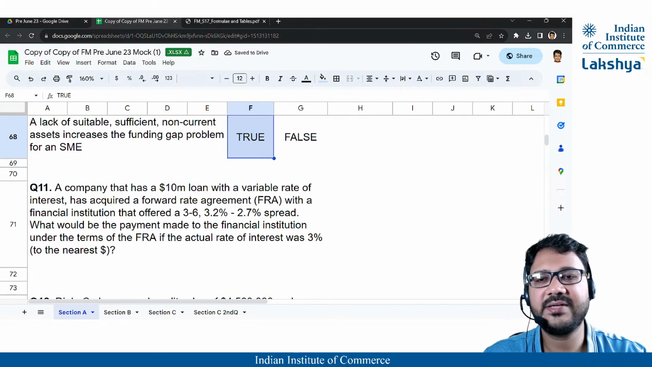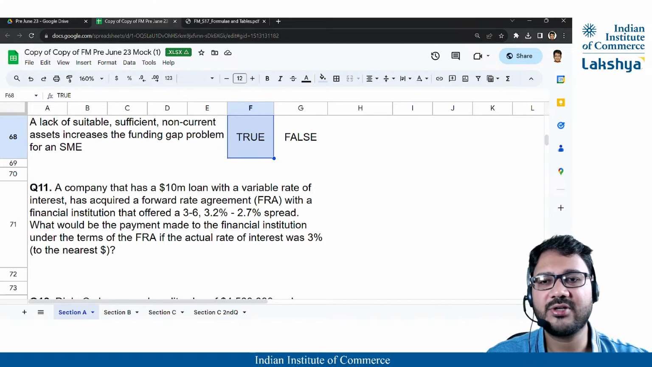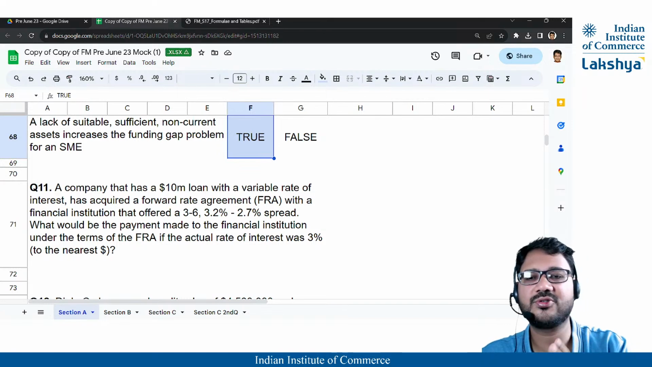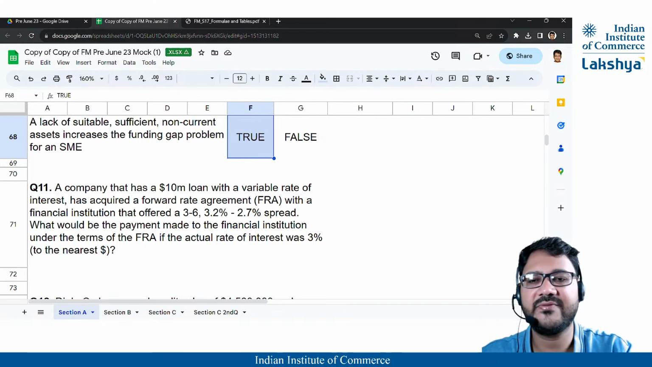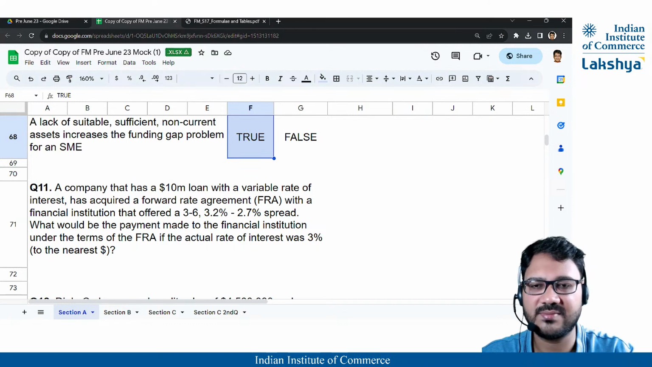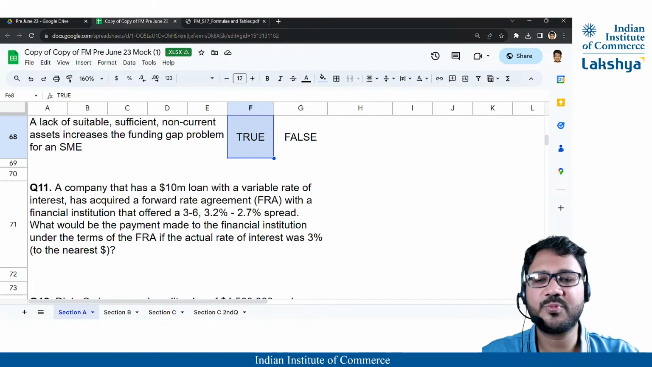A company that has a $10 million loan with a variable rate of interest has acquired a forward rate agreement, that is an FRA, with a financial institution that offered 3v6. That means the loan is going to start after 3 months and will end after 6 months. So 3v6 means the duration of the loan is 3 months. The spread is 3.2, 2.7. That means we are borrowing, so our borrowing rate will be 3.2.